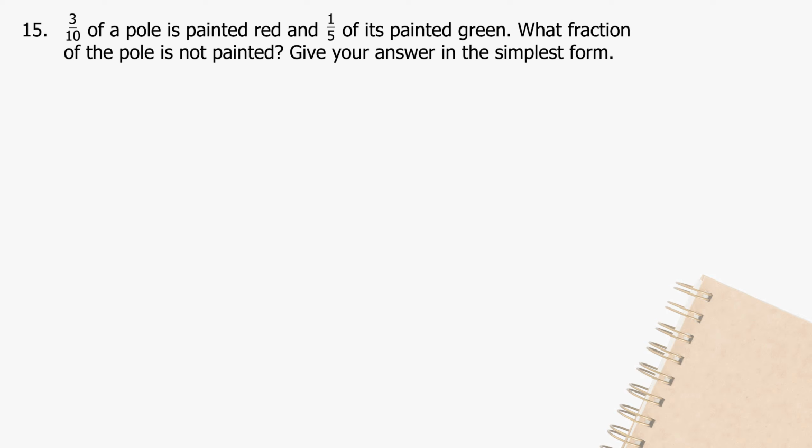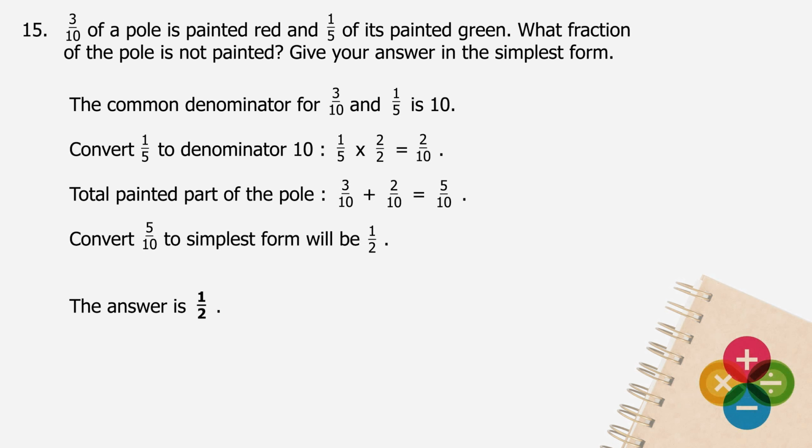Question 15. 3/10 of a pole is painted red, and 1/5 of it is painted green. What fraction of the pole is not painted? Give your answer in the simplest form. The common denominator for 3/10 and 1/5 is 10. Convert 1/5 to denominator 10 will be, multiply 1/5 by 2, and the product is 2/10. The total painted part of the pole will be, add 3/10 to 2/10, and the sum is 5/10. Convert 5/10 to simplest form will be 1/2. The answer is 1/2.